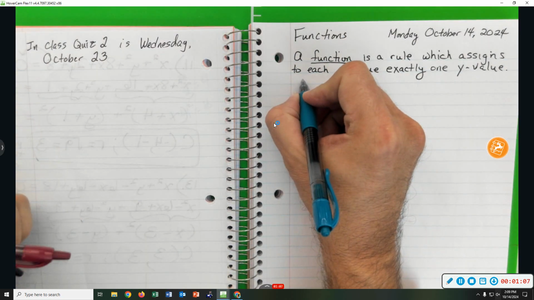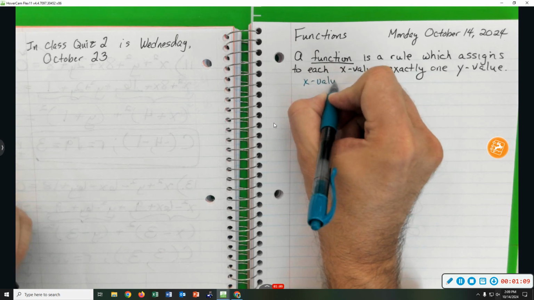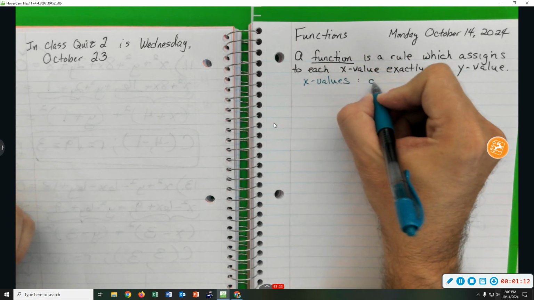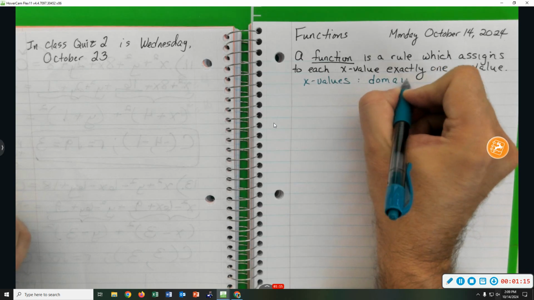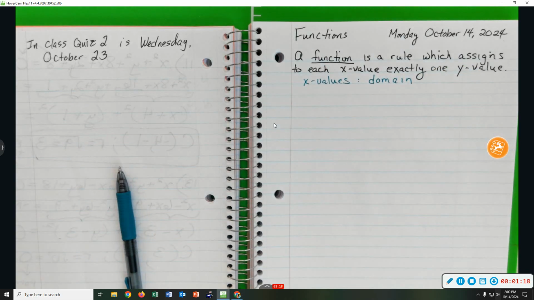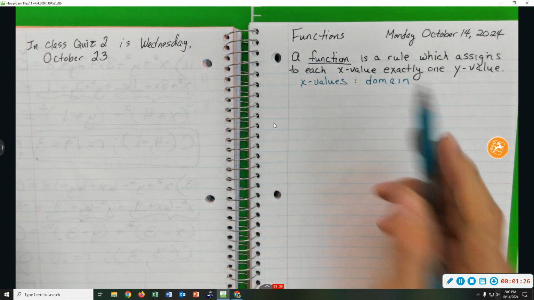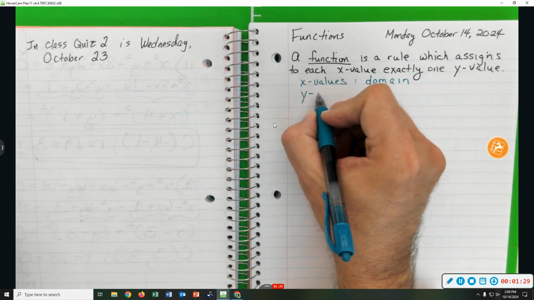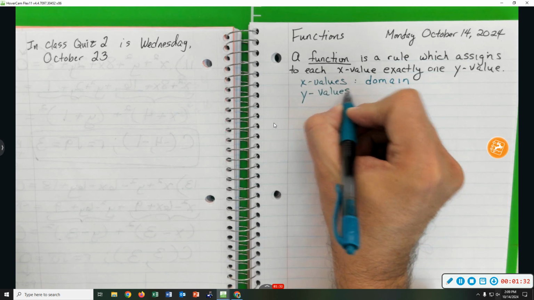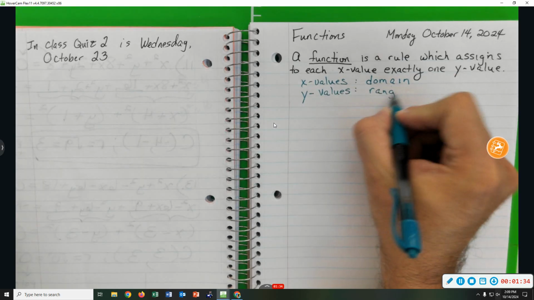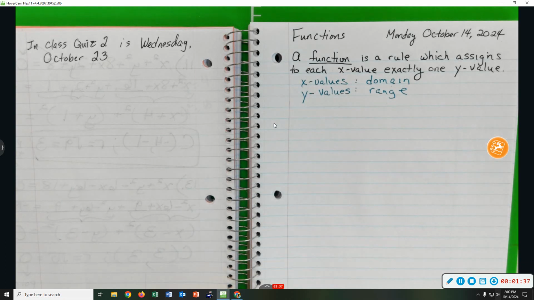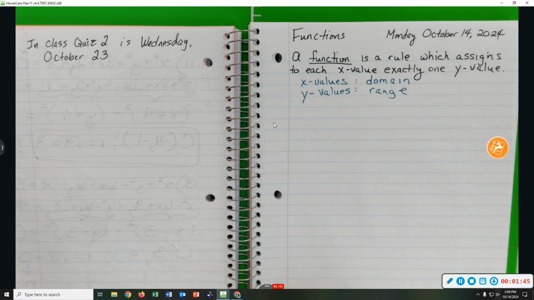The set of x values has a special name. It's a domain. So the set of x values is called the domain. The set of y values is called the range. So with a function, it's some sort of rule. It's assigning to each x value one and only one y value.